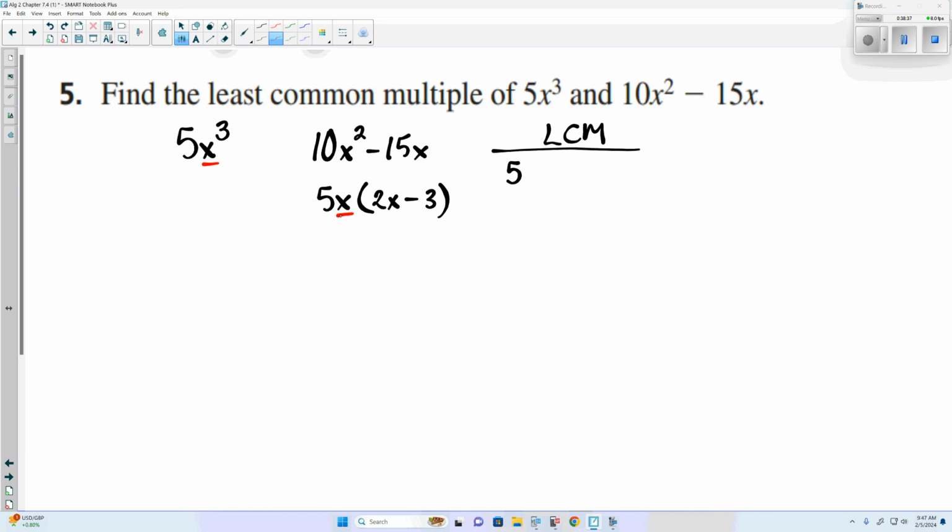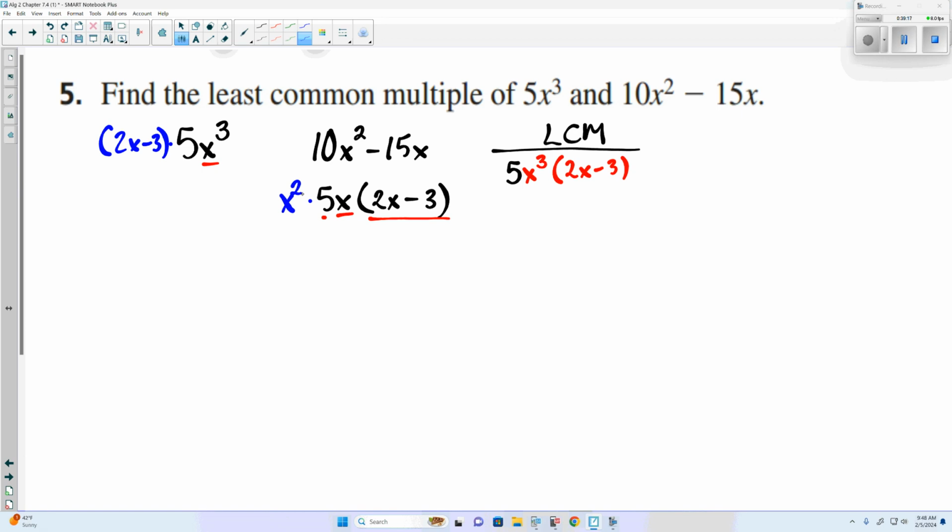Now we're going to look at x cubed and x as a separate part. The one on the left has 3. The one on the right has 1. So how many x's would we take? 3. Because we're taking whichever one has the most. Well, the only other thing left is 2x minus 3, so it would be included. And if we're trying to get these to be the same, well, our 5x cubed is just missing the 2x minus 3. Our 5x times 2x minus 3 is missing the x squared, because we need it to become x to the third. So we multiply by x squared.